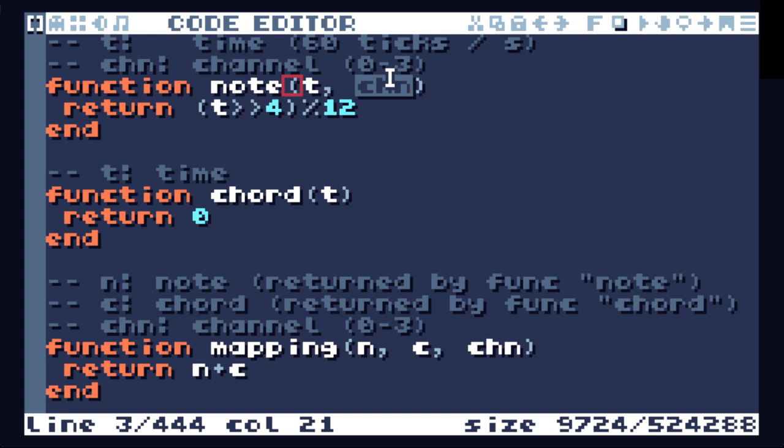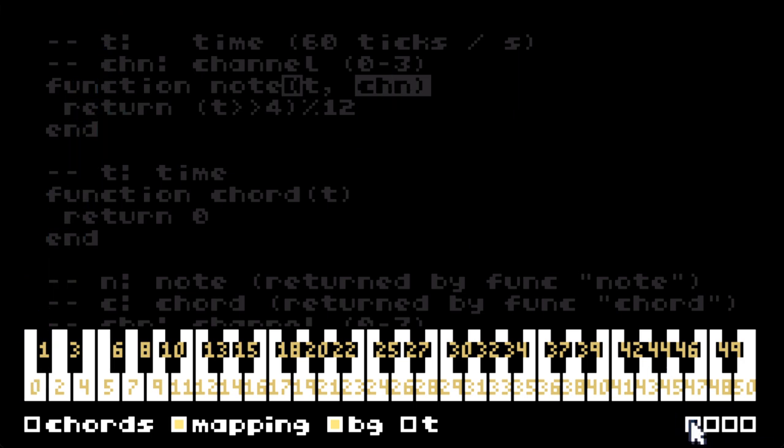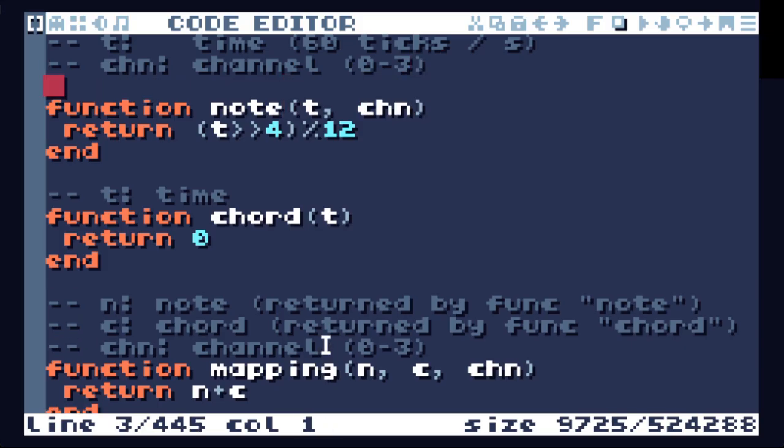So then we need to figure out the note numbers of a C major chord. So the note numbers for a C major chord would be 0, 4, and 7. But since we have 4 channels, that's only 3 channels. So if we have 4 channels, we could make the 4th channel play C one octave up. So note number 12 there. So let's use a table for that. So let's call a table called pat and 0, 4, 7, and 12.